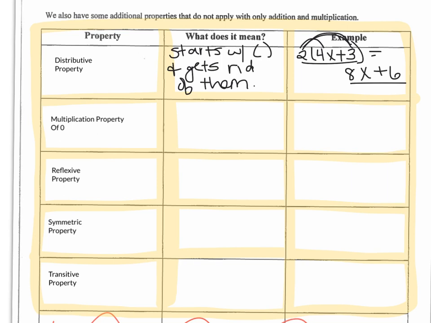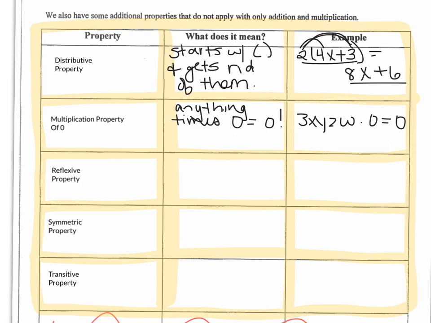The multiplication property of 0 is exactly what it sounds like. So the multiplication property of 0: anything times 0 equals 0. That's what the multiplication property is. So if I have 3xyzw times 0, that's going to equal 0. Hopefully that's your favorite one because that's the easiest one.